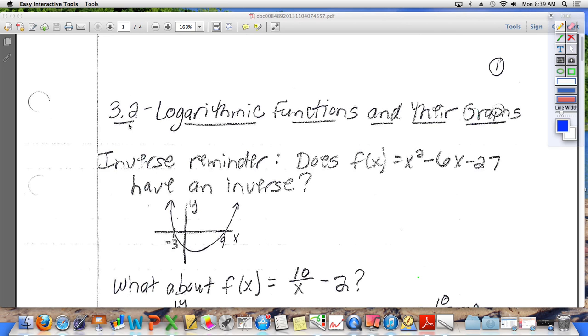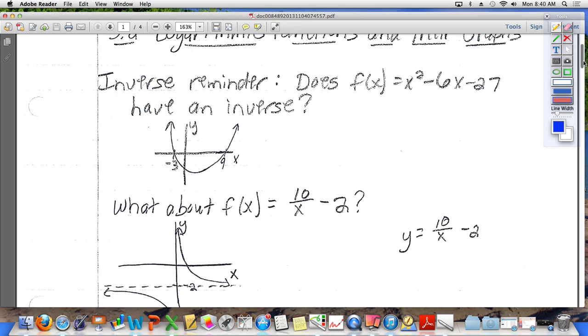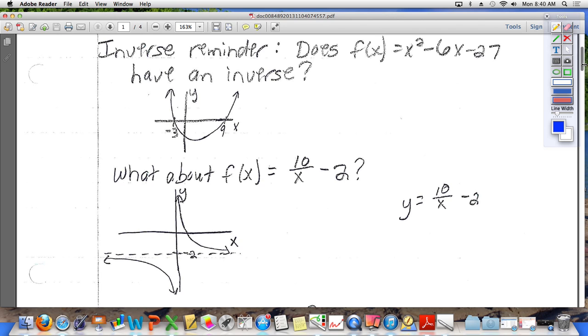You should know this. We talked a lot about it. Ricardo, does this have an inverse? Okay, let me refresh your memories. It does not have an inverse, and it does not have an inverse because it does not pass the horizontal line test.